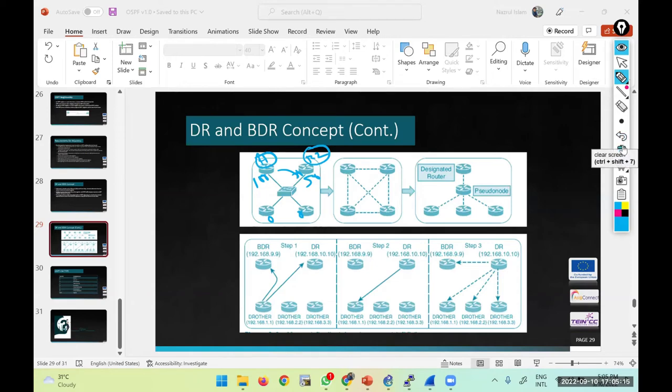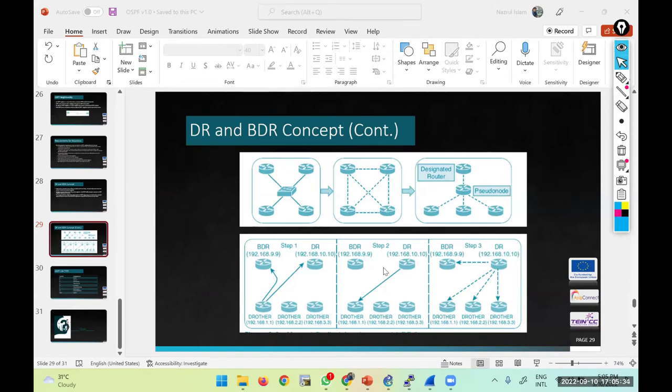So in this way you can change the DR or BDR selection. Like if you see some router has a lower configuration and some router has a better configuration, then you can change it this way, right? So this is the DR BDR selection process.